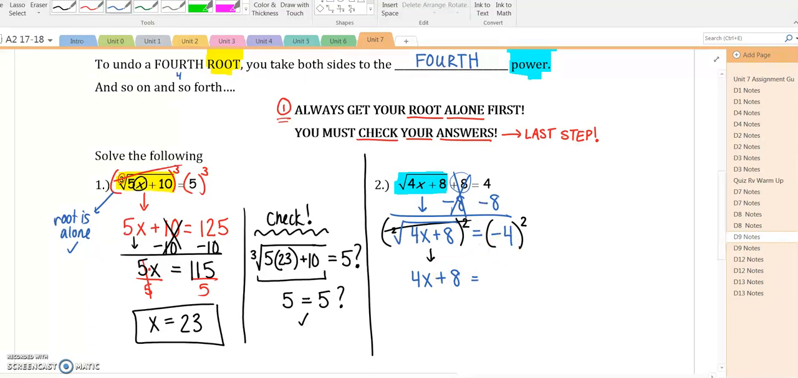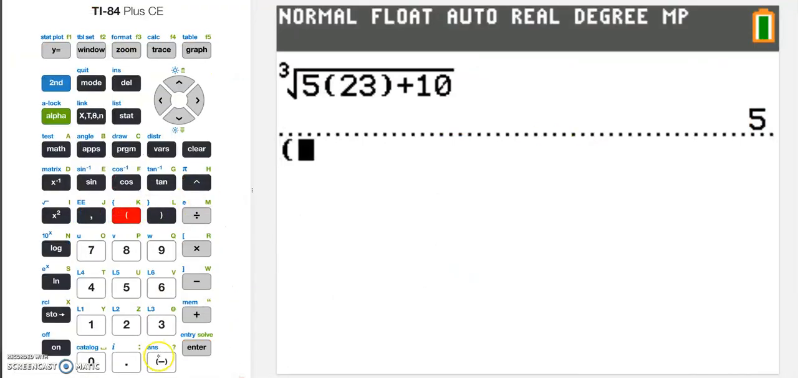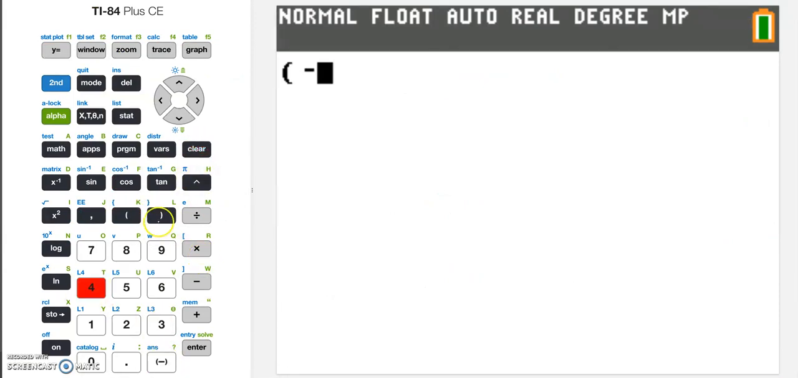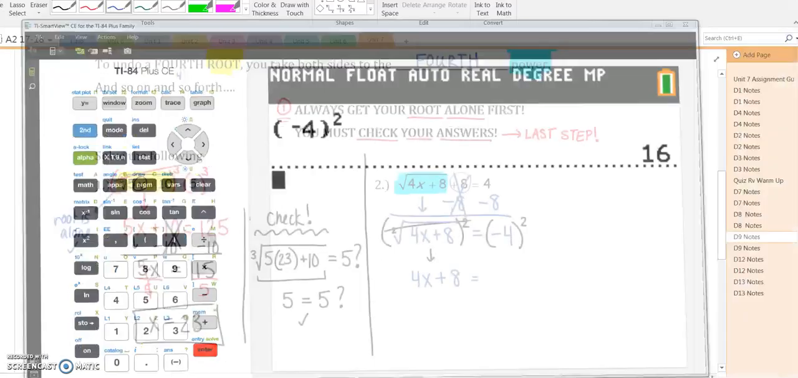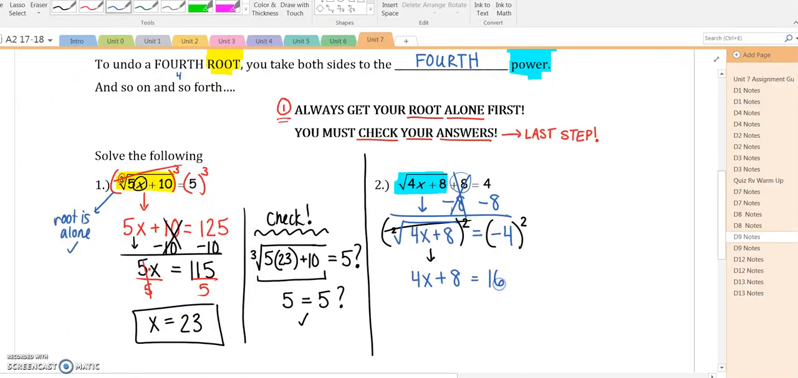And over here, I'm going to type that in my calculator. So parentheses, let me clear this out. Parentheses, negative 4. So that's what I mean. You have to have those parentheses there. So positive 16. And then again, I'm left with just a linear equation, so we should be able to solve those.